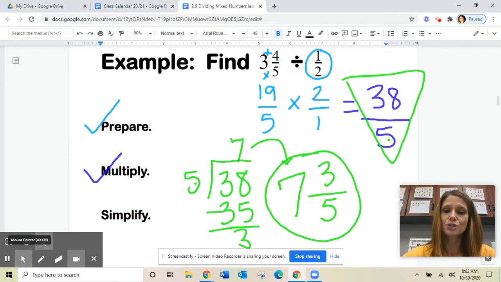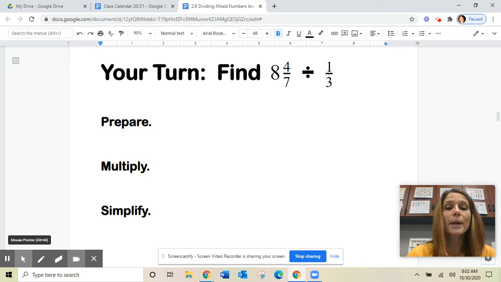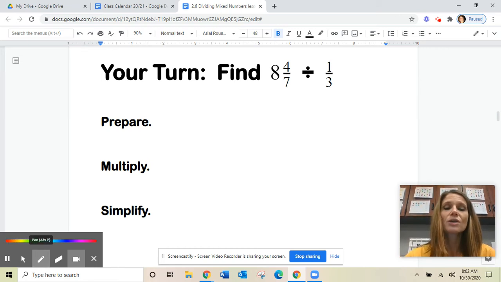We'll give you one to try here. We'll pause the video while you prepare, multiply, and simplify 8 4/7 split into thirds. So let's walk through each step and you can self-check as we go.